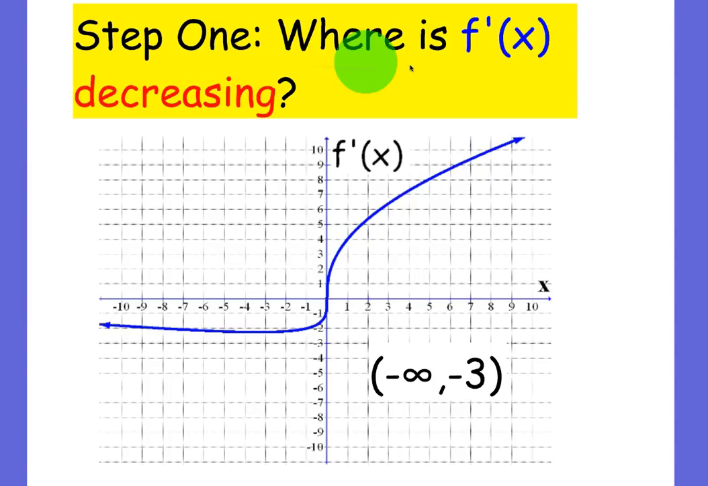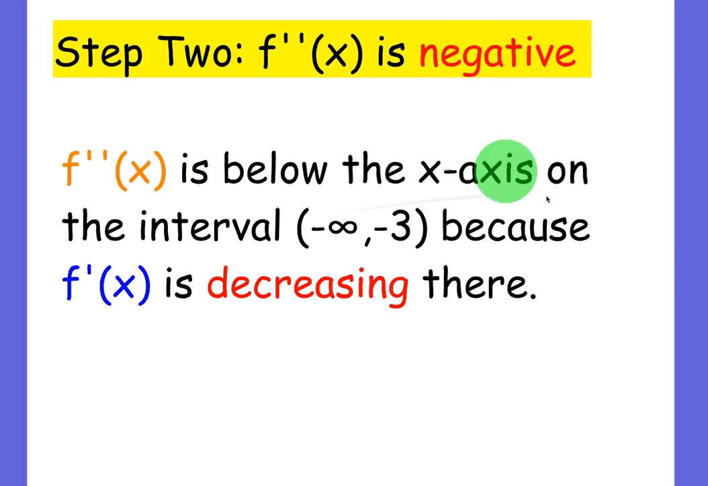Step 1, where is f prime of x decreasing? If we look at this graph, it's decreasing up until about -3. Then it will start to increase. So we will just write from -infinity to -3. Now again, these are the same steps as going from f to f prime. So this means that f double prime will be below the x-axis from -infinity to -3 because the slopes of the tangent lines are negative, and f double prime is the slopes of the tangent lines of f prime. So step 2, f double prime will be negative between -infinity and -3 because that's where f prime of x is decreasing.